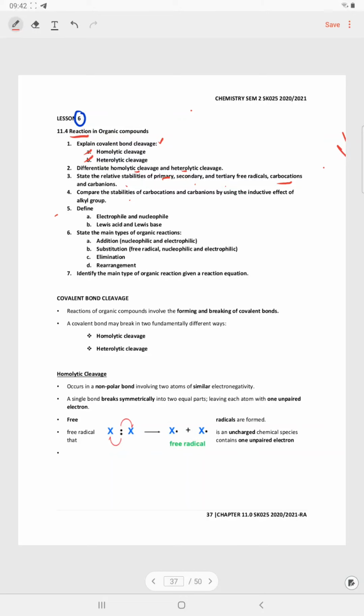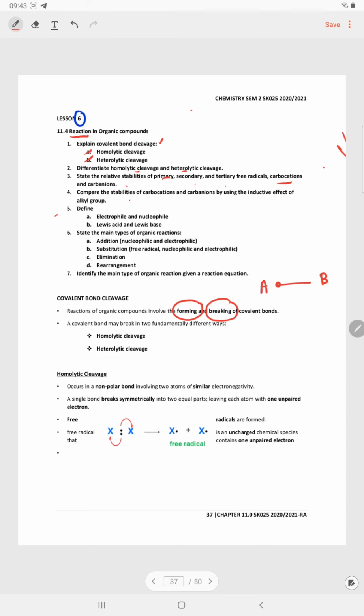Okay, so we are focused on the first lesson in lesson 6 here. What is the meaning of a covalent bond cleavage? For covalent bond cleavage, we must focus on either breaking a bond or forming a bond, which means the covalent bond must be broken.